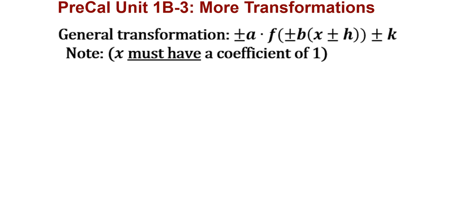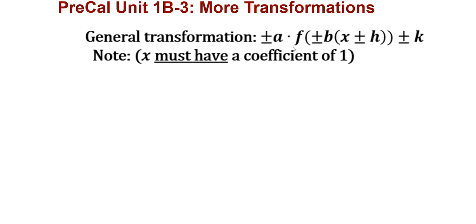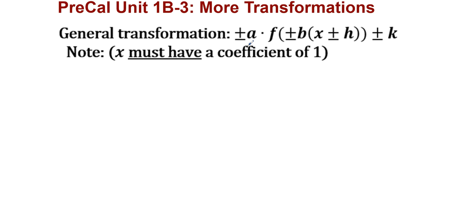Day 2 of 1B, and this is going to be 1B3, and we're just going to continue the transformations. By now, hopefully today, you have this down pretty well. This is our general transformation form. Just a quick recap: we're going to do our stretching and compressing, where we have the horizontal and the vertical components of that. Then we're going to do our reflecting, which is basically plus or minus what's happening to those horizontal and vertical components. And then our translations, right and left and up and down.